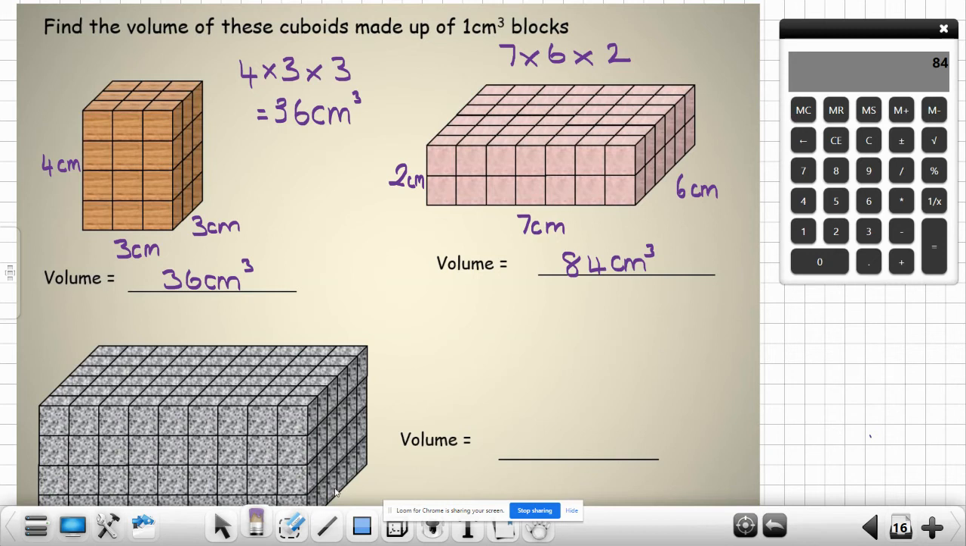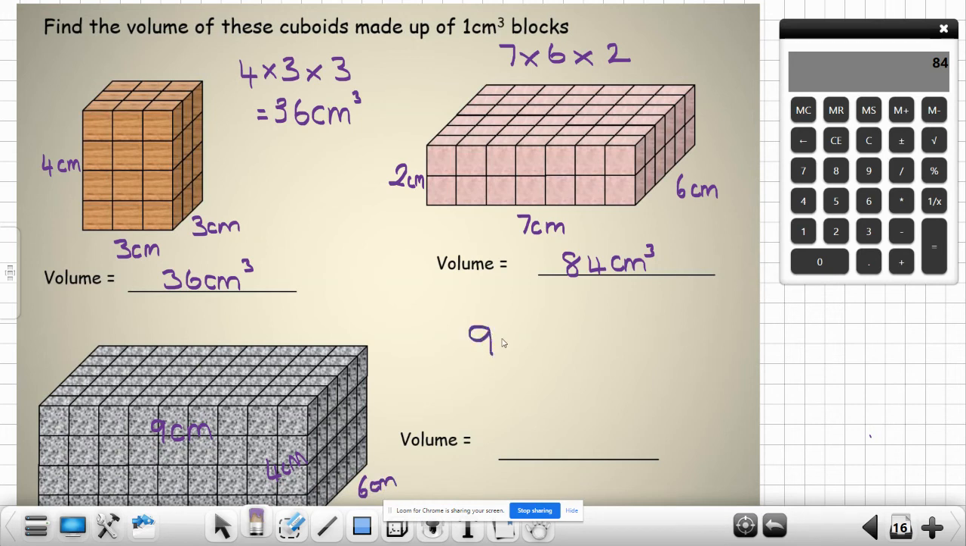And then finally, we've got this one. It's just crept off the page, but I think we can see how many it is. 1, 2, 3, 4, 5, 6, 7, 8, 9. So we've got 9 centimetres across. I can see that the bottom's there. So I've got 1, 2, 3, 4 going up there. And then I've got 1, 2, 3, 4, 5, 6 going back.